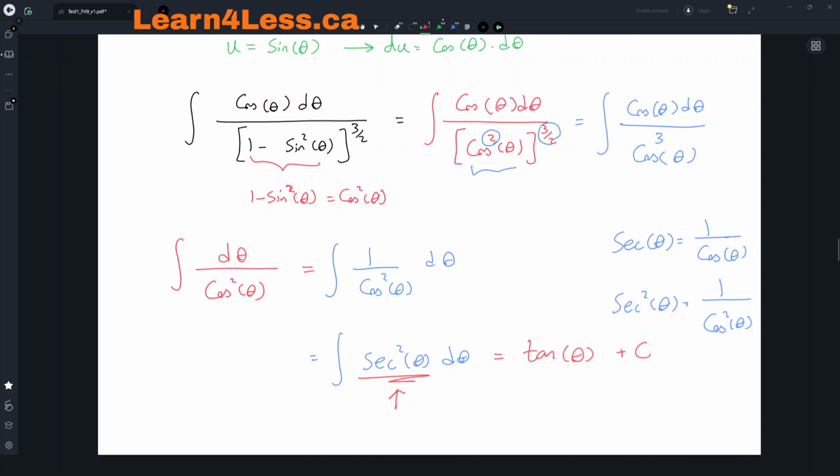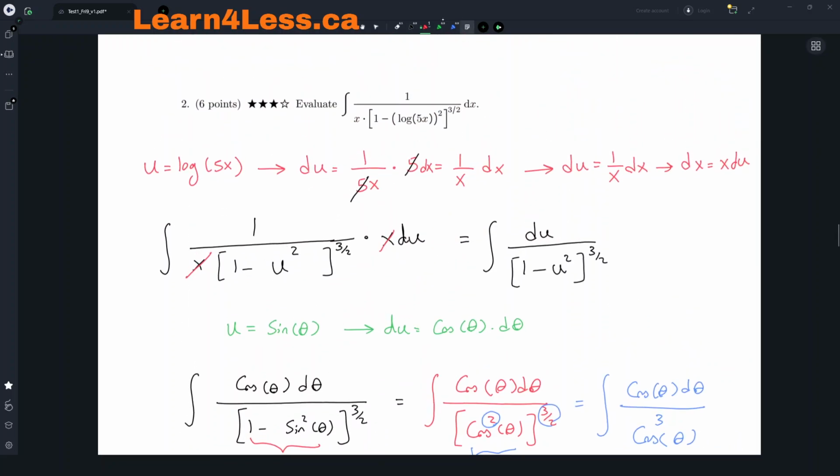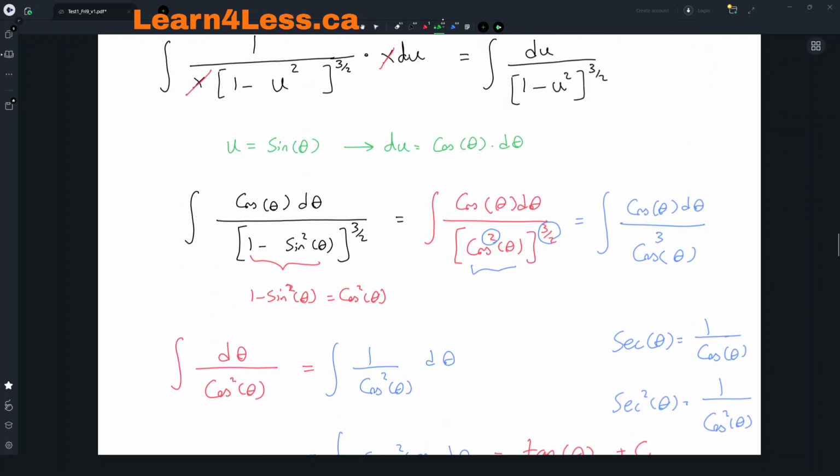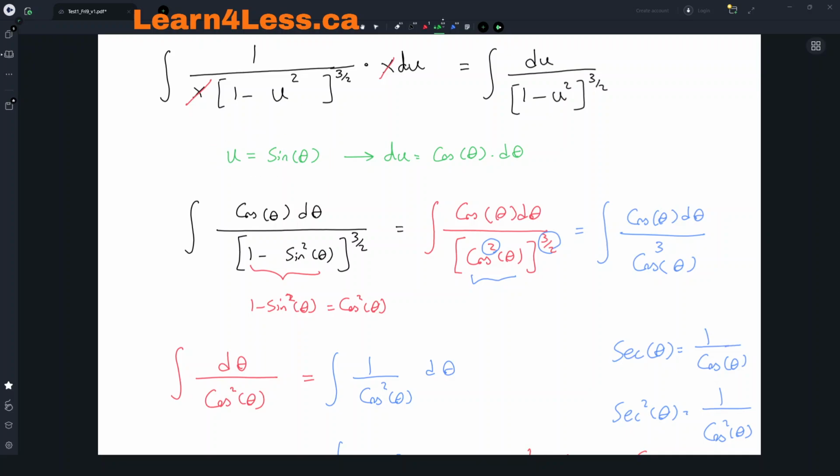But again, because this is an indefinite integral originally, we need to bring everything back in terms of x. So let's see what theta is. Theta was first introduced here: u is equal to sine of theta. So if I take the arc sine of both sides, what do I get? Arc sine of u is equal to arc sine of sine theta. Why am I doing this? Because arc sine and sine cancel each other, so I have theta is equal to arc sine of u.